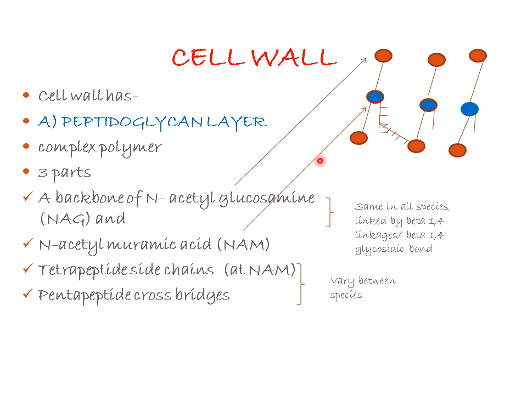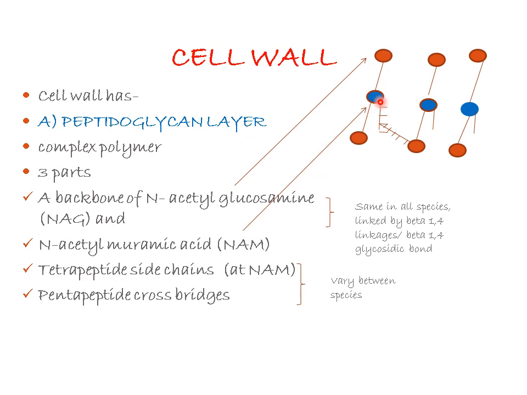Now coming to the components of the cell wall. The cell wall has a peptidoglycan layer, which we have already discussed. So what is this peptidoglycan? It is actually a complex polymer and consists of three parts. It has a backbone of N-acetyl glucosamine, or NAG, which is depicted in a red circle here, and N-acetyl muramic acid, which is depicted by a blue circle here. So N-acetyl glucosamine and N-acetyl muramic acid will form the backbone of peptidoglycan.